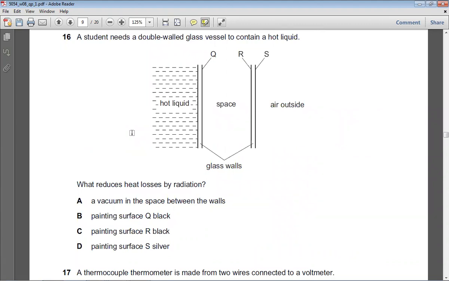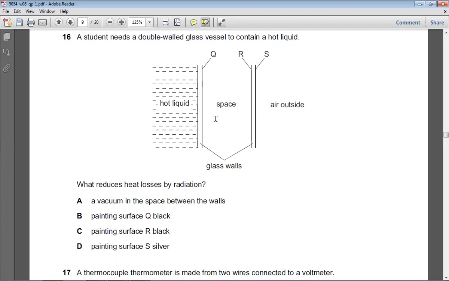A student needs a double-walled glass vessel to contain a hot liquid. What reduces heat losses by radiation? You see here we have a glass layer, then we have a space, and here we have a glass layer, and then we have air outside. This double layered glass vessel.